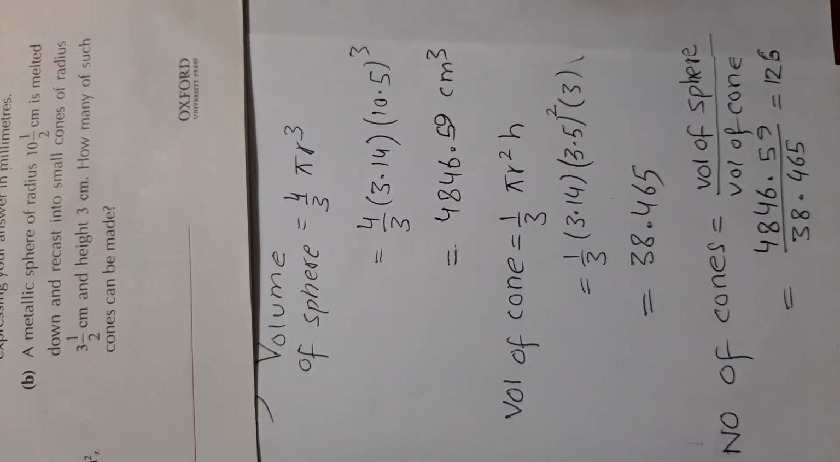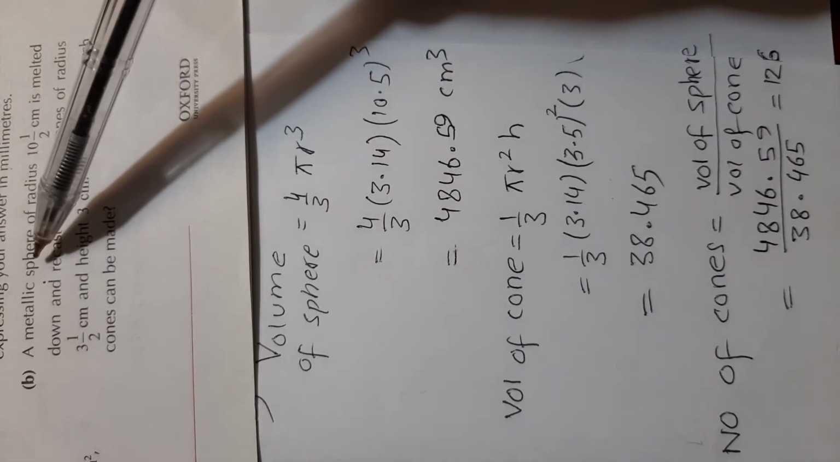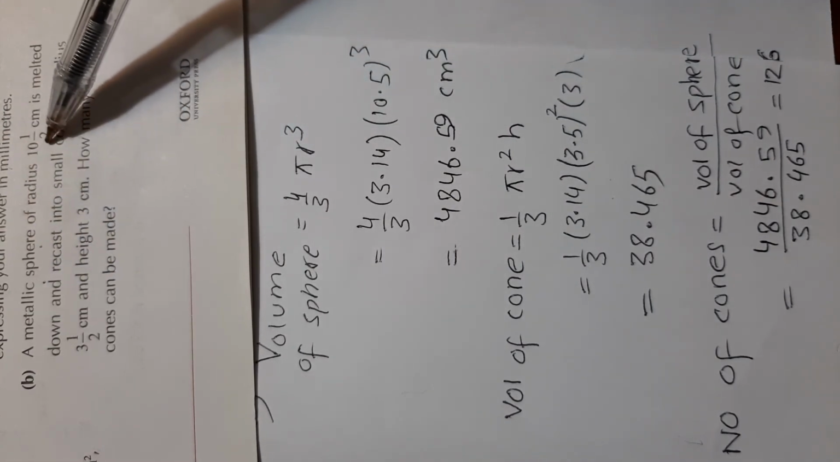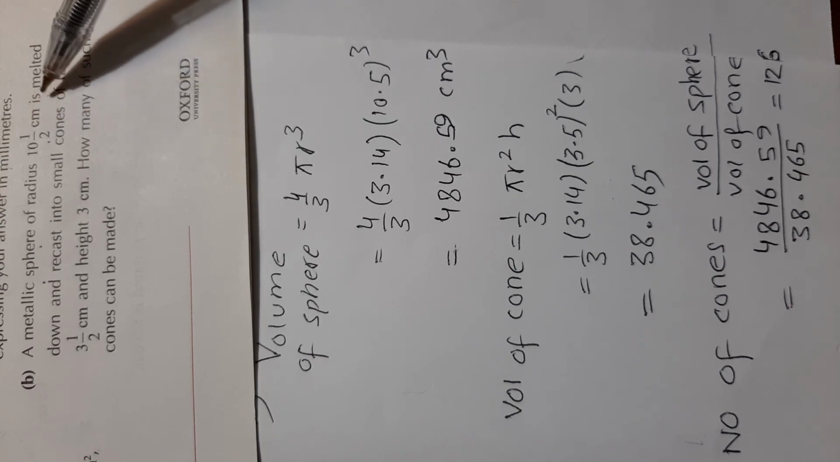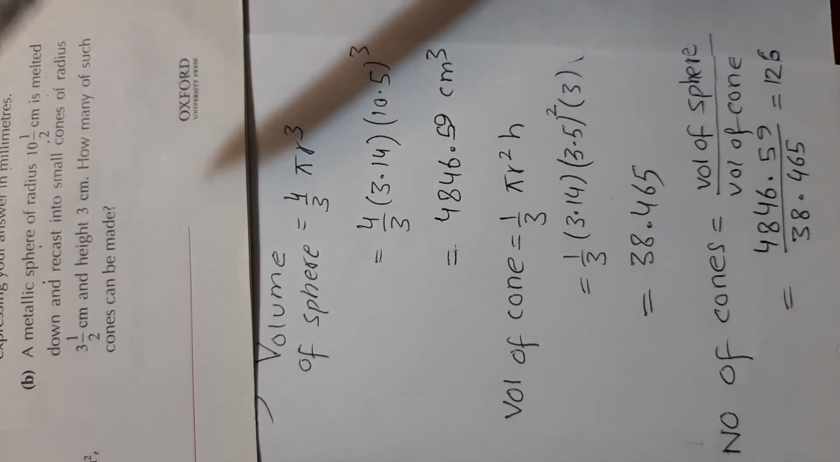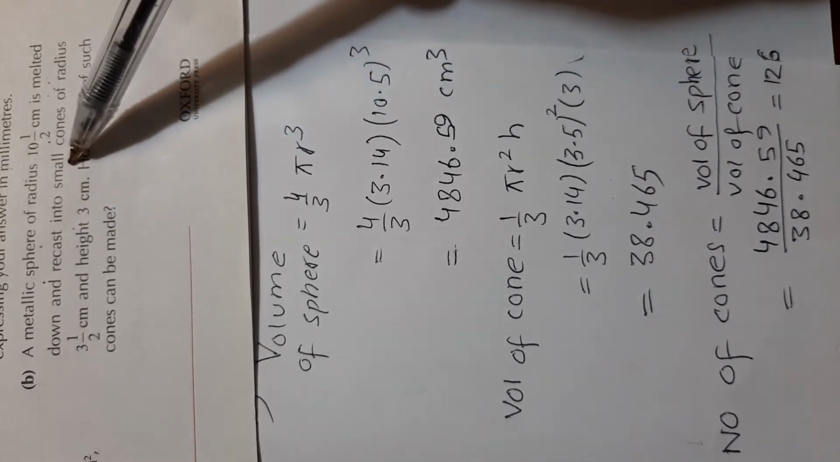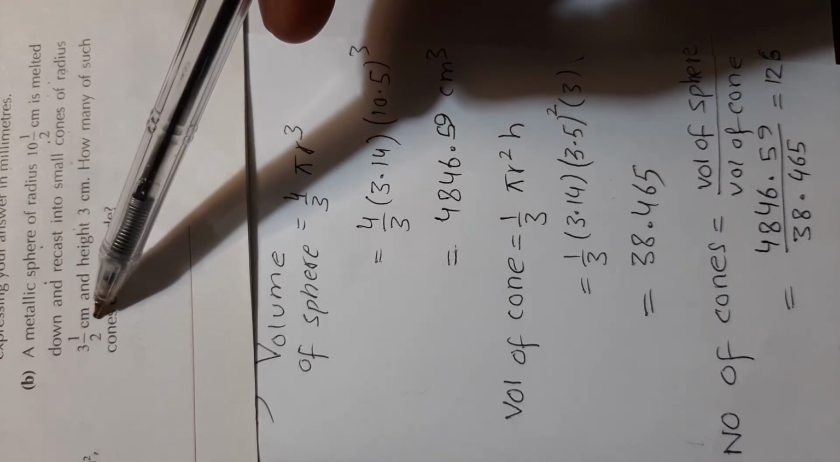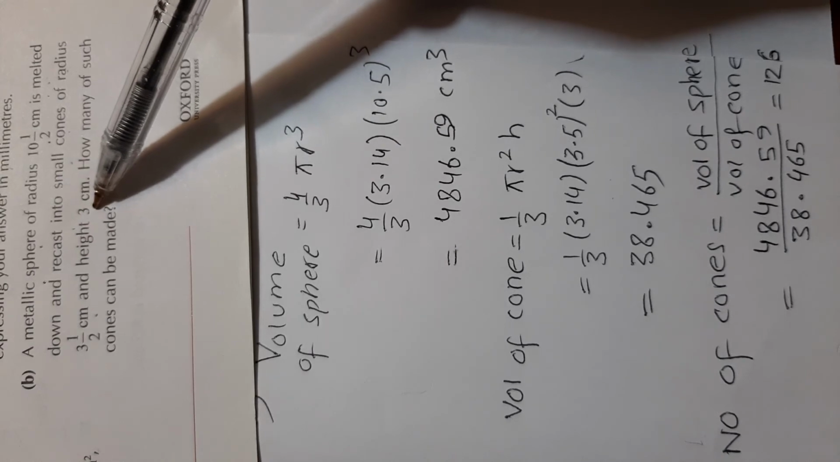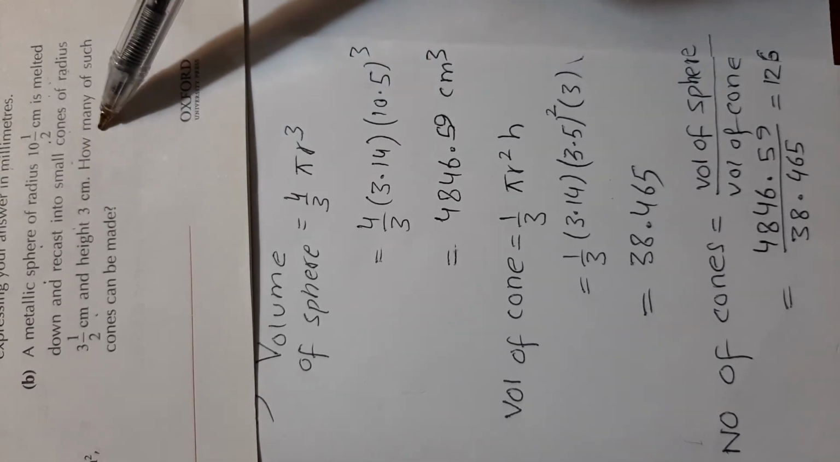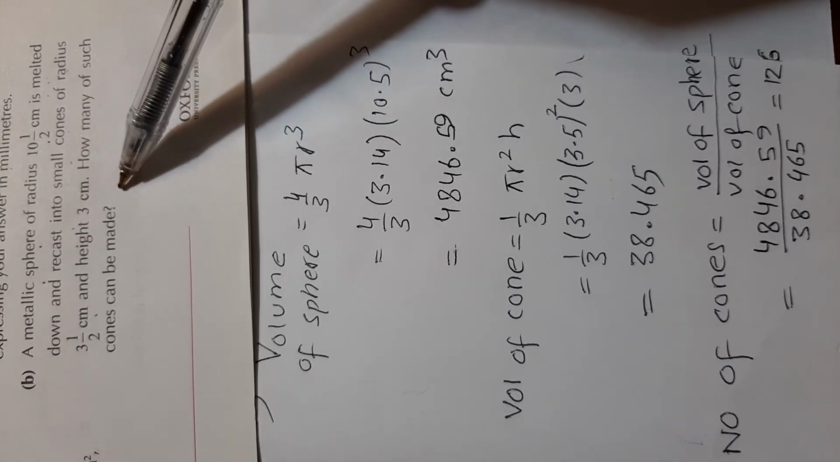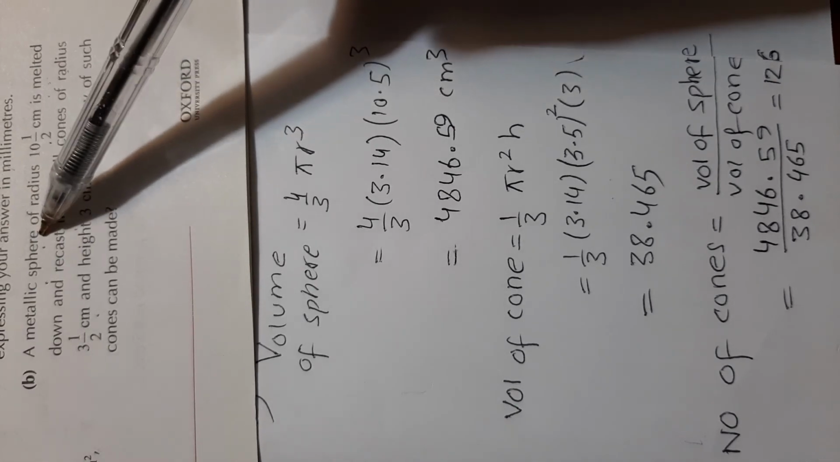Well, part B for question 7: a metallic sphere of radius 10.5 centimeter is melted down. We have a sphere, we have melted it down, and we recast it into small cones of radius 3.5 centimeter and cone height 3 centimeter. How many such cones can be made? We have a sphere that is melted down.